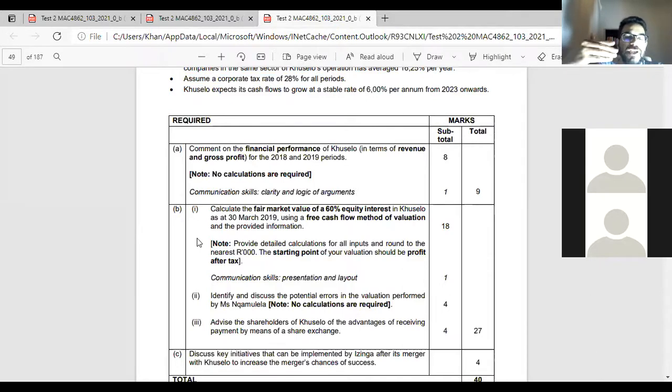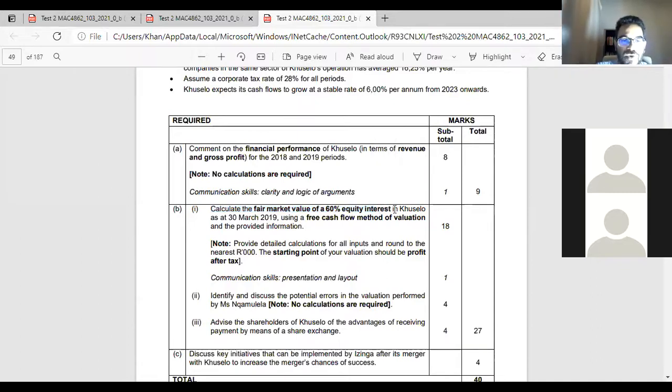In every valuation, we're going to calculate 100%. Once we get to 100%, we then convert it to 60%. So every valuation, you're calculating 100%. So they don't want 100%, they want 60%. So make sure once you're done with the valuation, come back to the required to make sure you answered the question. So the final answer of the valuation is gonna be 100%. But then we need to convert it to what they want, 60%.